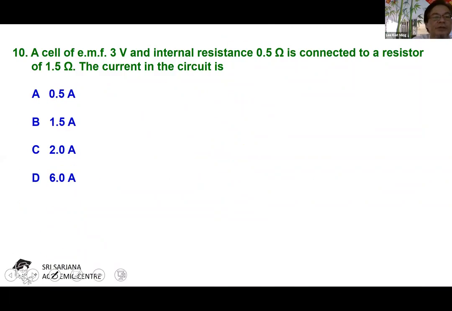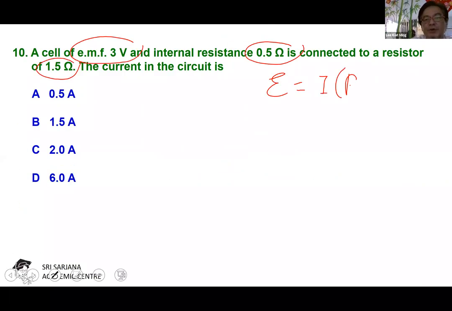All right, you have electromotive. You have the small r, you have the big R. Chances are you are going to use the second set of the formula, because you've got big R and small r. This is where you put the big R, this is where you put the small r. It's electromotive here, and they ask you to find current.